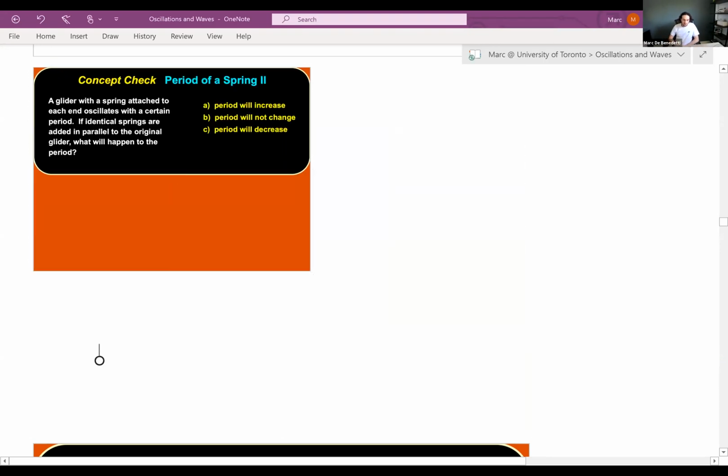A glider with a spring attached to each end oscillates with a certain period. I think that's a bad sentence, there's some sort of typo in there. If identical springs are added in parallel to the original glider, what will happen to the period?